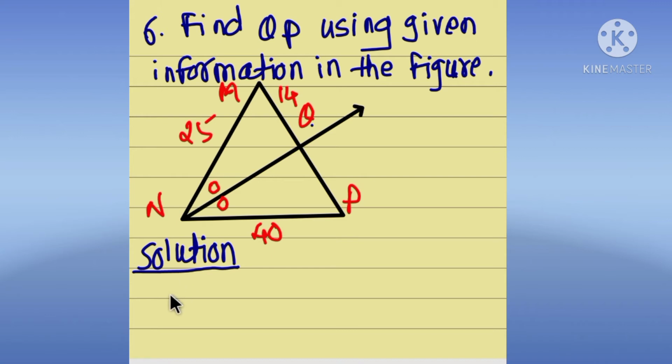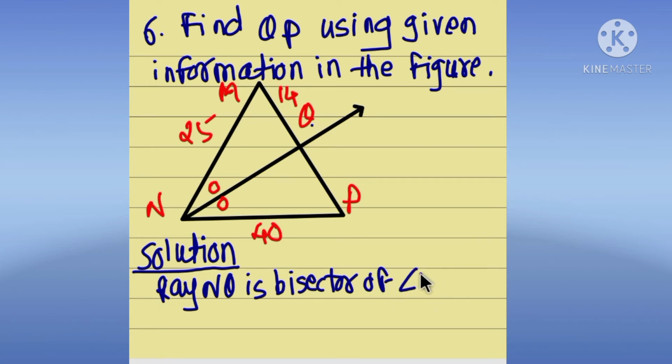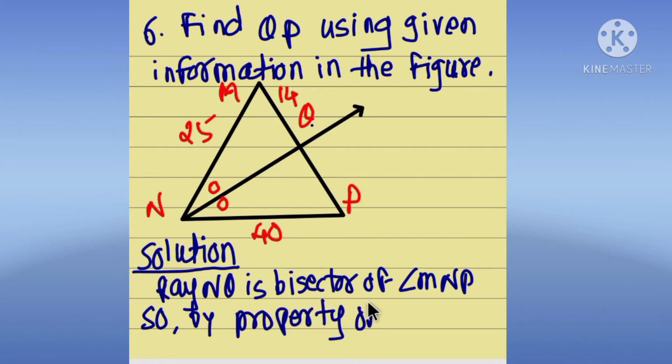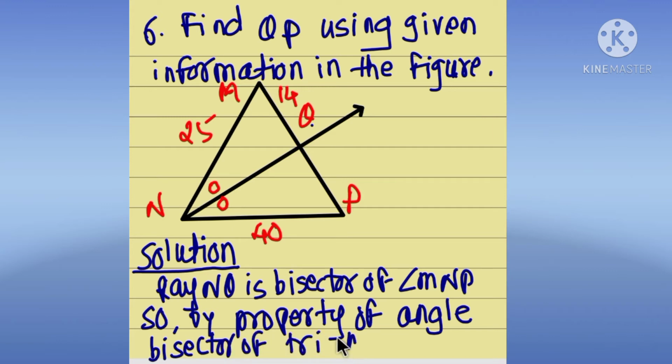So let's start. Ray NQ is bisector of angle MNP. So by property of angle bisector of triangle.